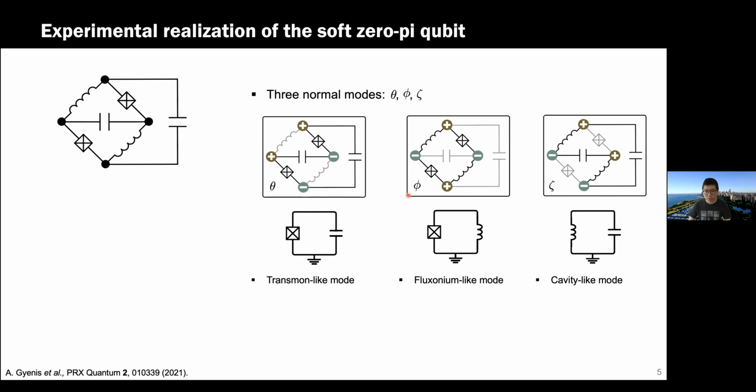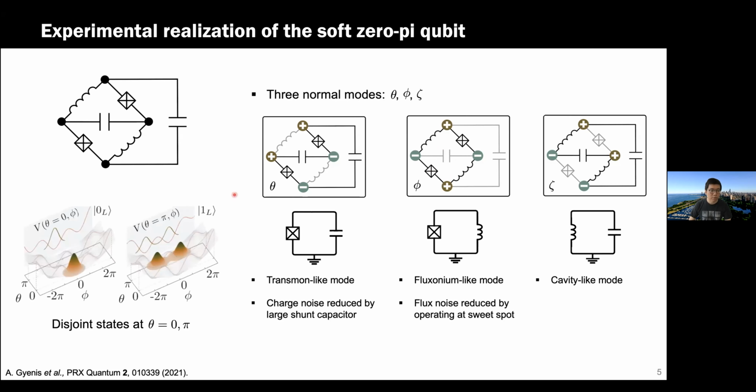So the cost of having a larger circuit is, of course, that now you will have more noise channels. But fortunately, we can use the strategies that have been developed for the corresponding single degree of freedom circuits to reduce those sensitivities. So for example, the theta mode here, like the transmon, is subject to charge noise, but we can utilize those large shunt capacitors to exponentially suppress the sensitivity. And for the phi mode, it forms a loop, therefore it couples to flux noise, but we can still operate the circuit at those sweet spots and therefore get first-order insensitivity. What is more remarkable is that the circuit is also insensitive to depolarization noise.